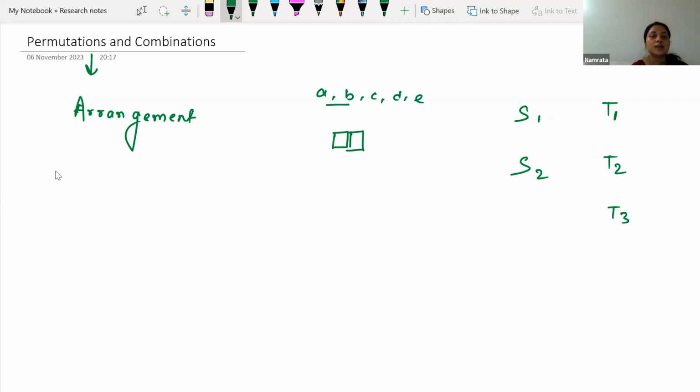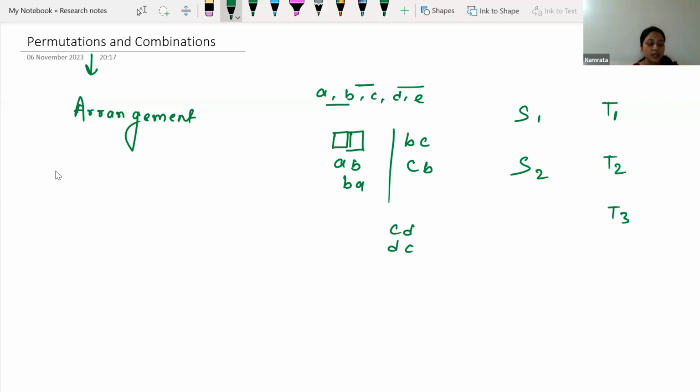We can take these two at a time, or these two, but which sequence? It can be AB, it can be BA, or if we are taking BC, then it can be BC, it can be CB, right? If we are taking CD, then it will be CD or DC. So this way a lot of different arrangements will come out. Yes or no? Yes, ma'am. That's what we are going to discuss while discussing the concept of permutations. So these possibilities and everything we'll be discussing in detail.